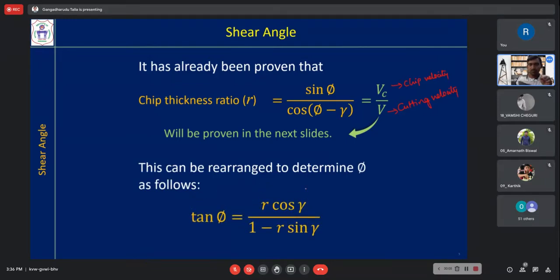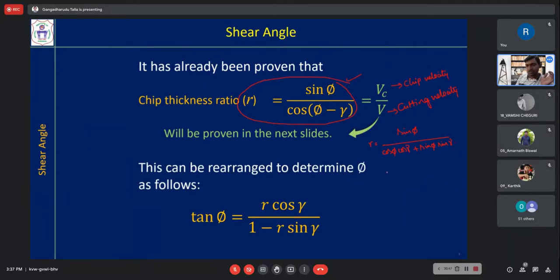Now if you rearrange this, you can find phi. Sometimes you need to find the shear angle phi. Now, none of you can do this on your own, so I am rewriting this equation again. R is equal to sine phi by cos phi minus gamma. Now expand this cos phi minus gamma. What will it be? Cos phi cos gamma plus sine phi sine gamma.